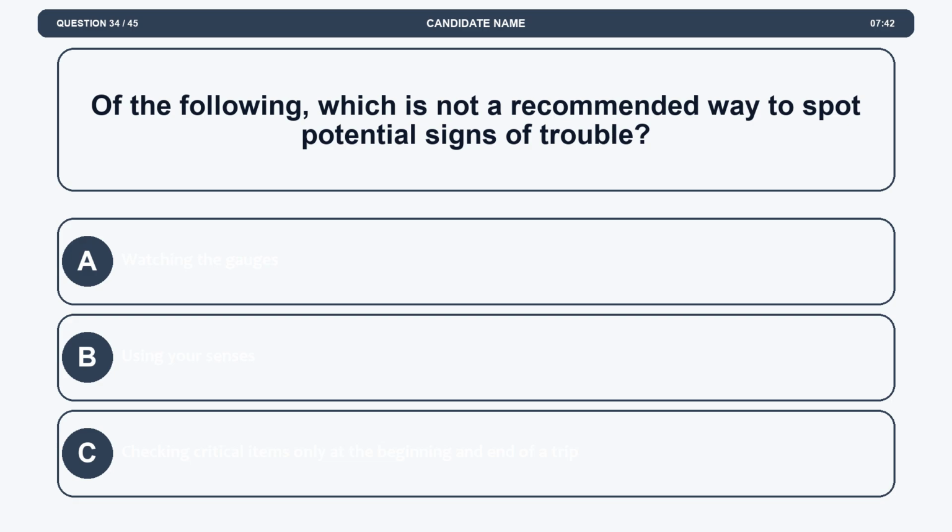Question 34. Of the following, which is not a recommended way to spot potential signs of trouble? Option A, watching the gauges. Option B, using your senses. Option C, checking critical items only at the beginning and end of a trip.